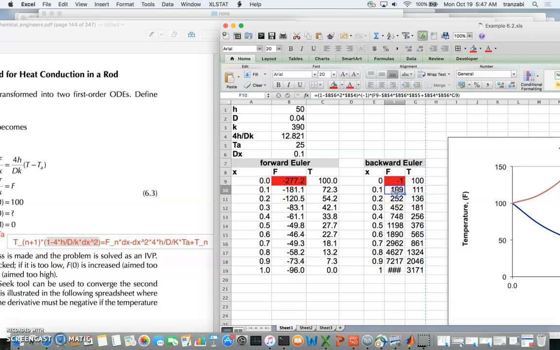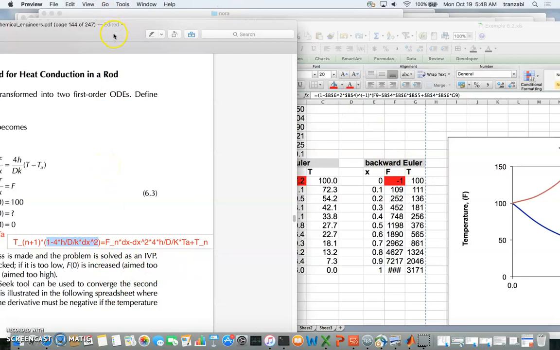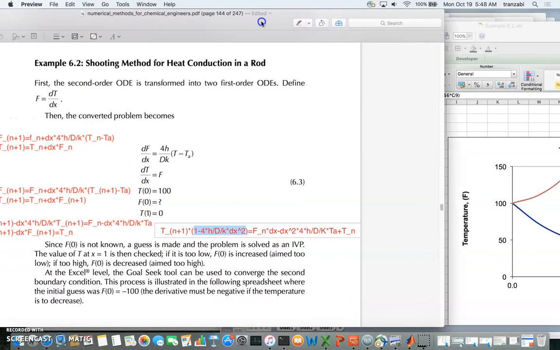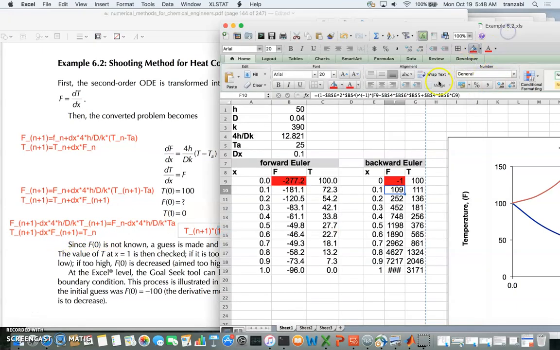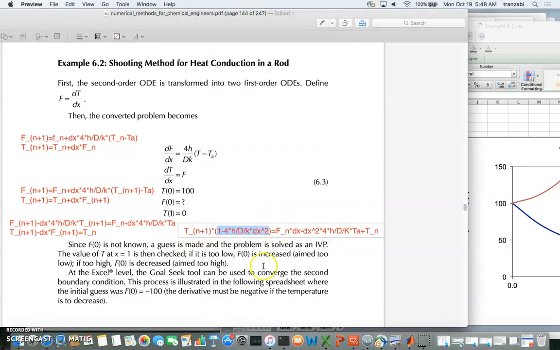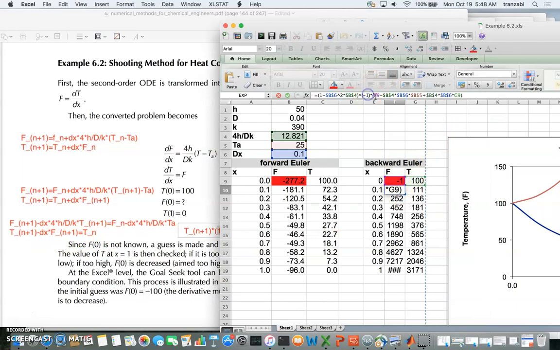Okay, and what is Fn plus 1? Well, Fn plus 1 is easy. As long as we have Tn plus 1, we can solve for Fn plus 1. We can solve it from here. That would be Tn plus 1 minus Tn divided by dx. So I plugged in just Tn plus 1. We know it from here, right? We just solve it here, and then you subtract Tn from it, divide by dx. And that's what I have here.